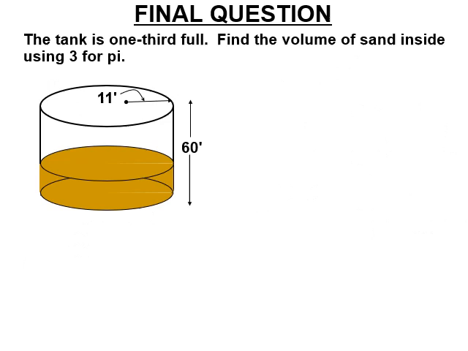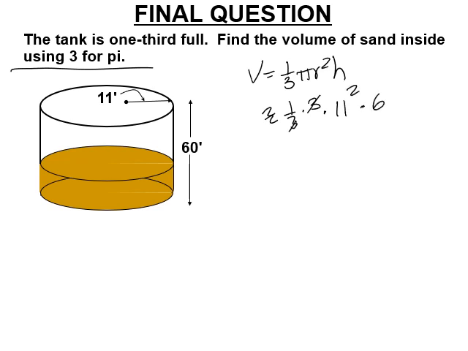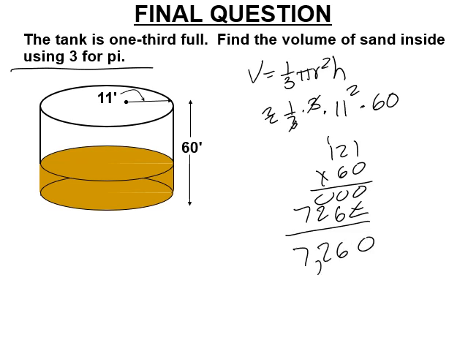Right? It's 1/3 full, so the volume is going to be 1/3 pi r squared h. And we're going to use 3 for pi. Well, look at that. It nicely cancels like that. And the radius is 11. We're squaring that. And the height is 60. We could have also canceled the 3 with the 60 as well and just used 20, right? Either way. So 11 squared is 121 times 60. I'm getting 7,260 cubic feet, right?